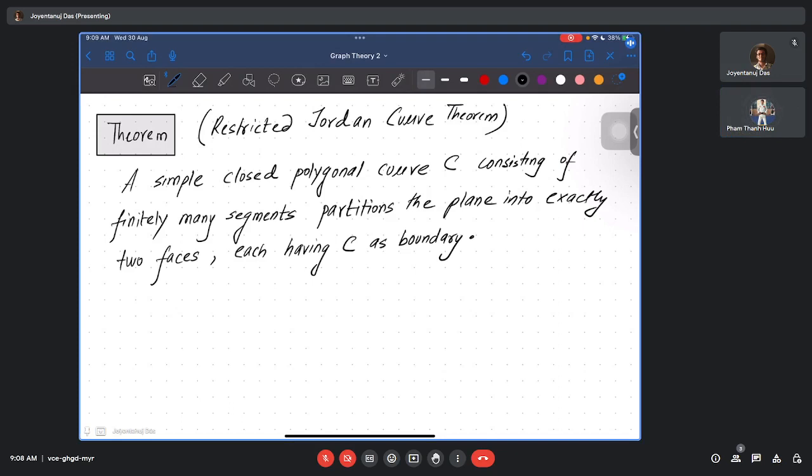So they're saying that you have a closed polygonal curve. Suppose the starting vertex, you have some polygonal curve like this, right? And you come back and close it here. So there is a closed polygonal curve. It divides the whole plane into exactly two faces. So this is the inner face, and this is the outer face, right? So that is what the theorem is saying.